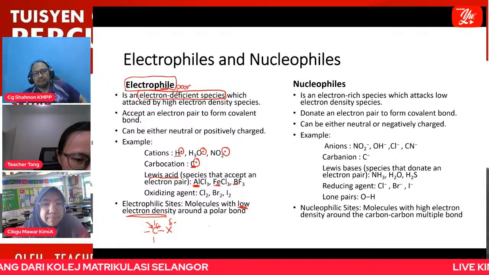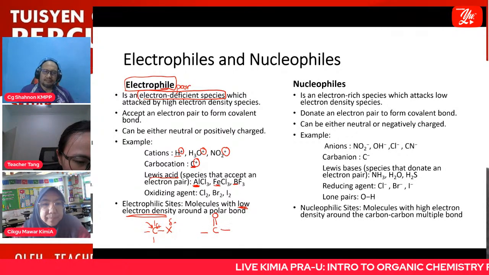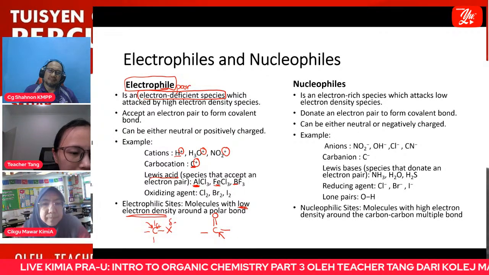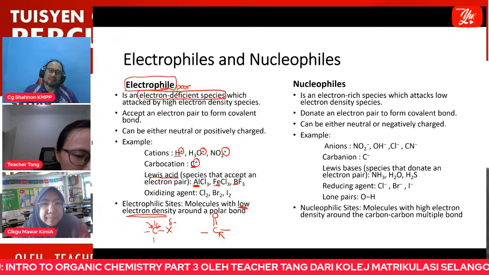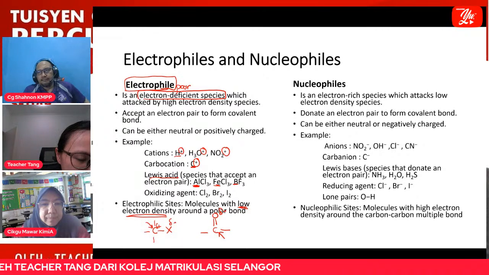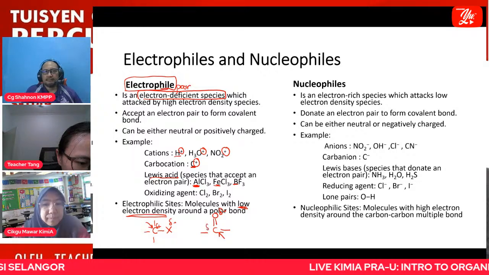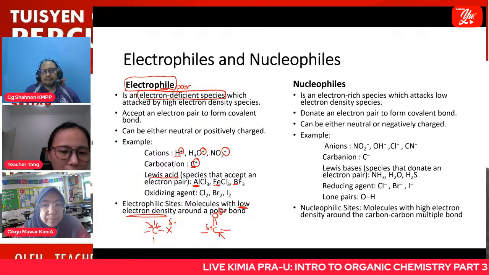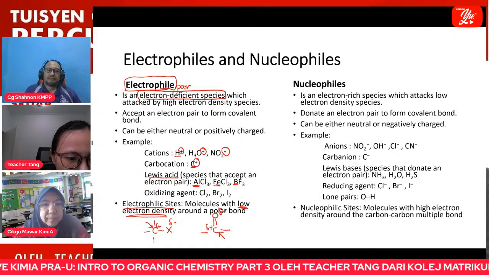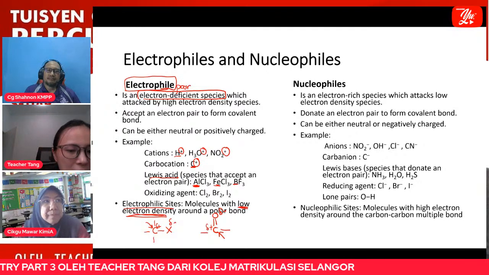Besides that, a carbon attached to oxygen is also an electrophilic site. Why? Because oxygen is very electronegative, so it will be partially negatively charged, while the carbon attached to it will be partially positively charged. So with a partial positive charge, it is an electrophilic site, a place with lower electron density.